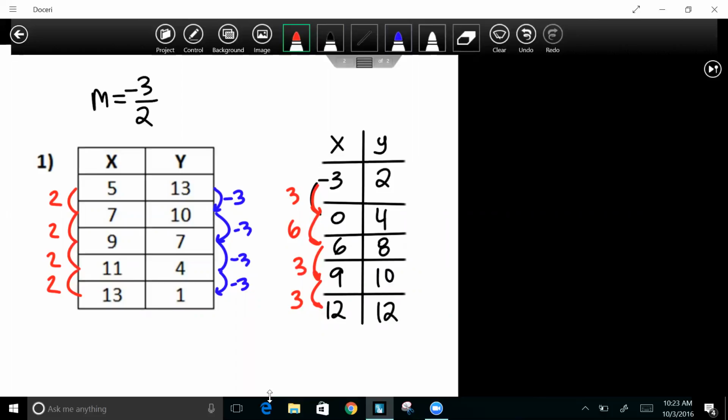If I do it to the other side, y goes from 2 to 4 by 2, to 8 by 2, 8 to 10 by 2, and 10 by 2. We got to be able to see if our ratios are all good. What would be my first pair right here? 2 over 3.